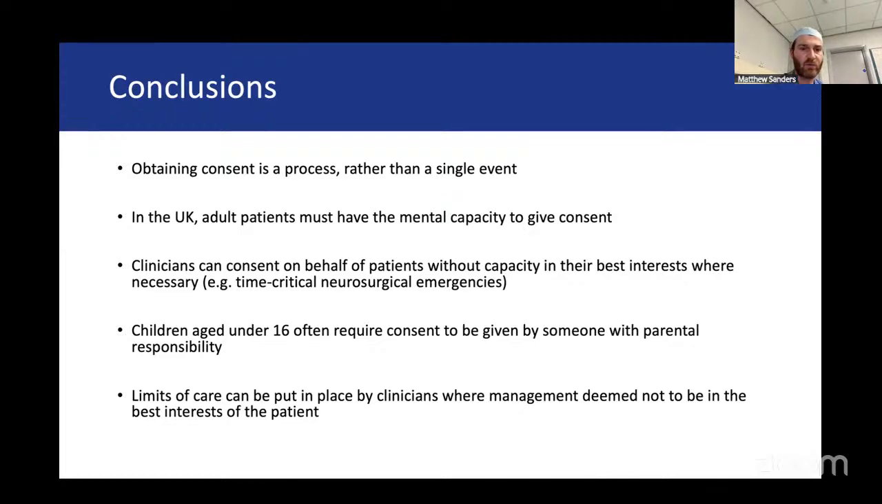In the UK, adult patients must have mental capacity to give consent, and all adult patients are assumed to have mental capacity until they are proven to not have it. Clinicians can consent on behalf of patients who do not have capacity, providing it is in their best interests and where necessary, for example, time-critical neurosurgical emergencies. Children who are aged under 16 often require consent to be given by someone who has parental responsibility, often a mother, often a father. The limits of care can be put in place by clinicians where management is not deemed to be in the best interests of the patient. Thank you very much.